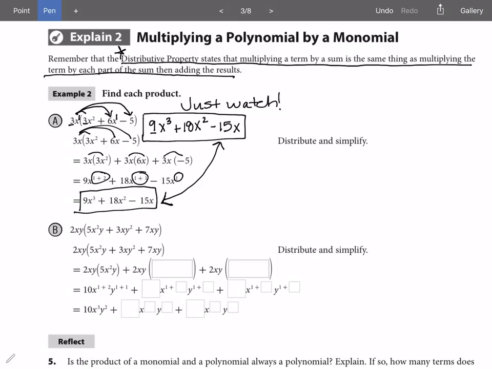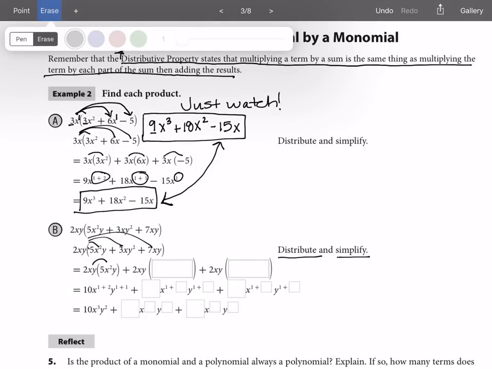So we have 2xy times 5x squared y plus 3xy squared plus 7xy. If we distribute and simplify, we're going to distribute to each term. So we have 2xy times 5x squared y plus 2xy times 3xy squared plus 2xy times 7xy, because again, everything has to be multiplied by the term outside of the parentheses.